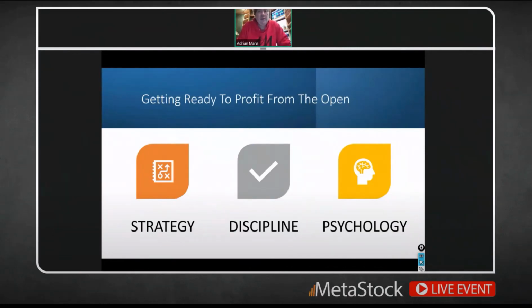So if you're a day trader and you want to get out there and show the world what you can do, then what you need to be aware of first and foremost is what's the strategy I have to use in order to succeed? What's the discipline that I need to put in place in order to succeed? And what's the psychology that I need to use to avoid beating myself up, to avoid putting myself in this bizarre position of constantly second guessing?